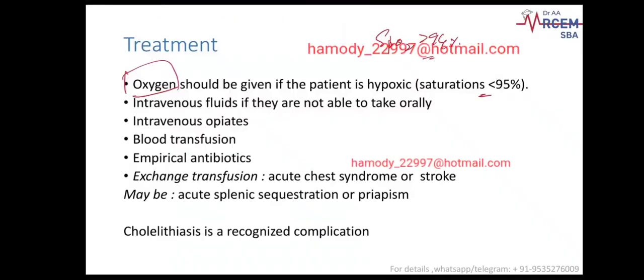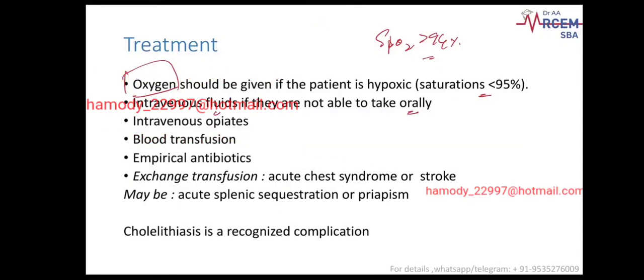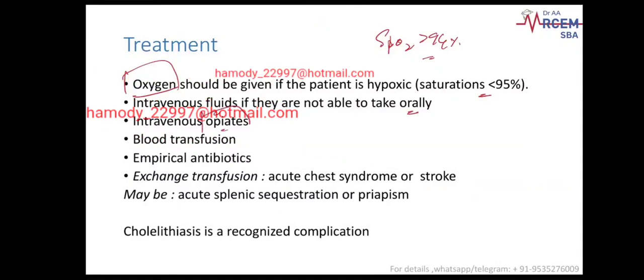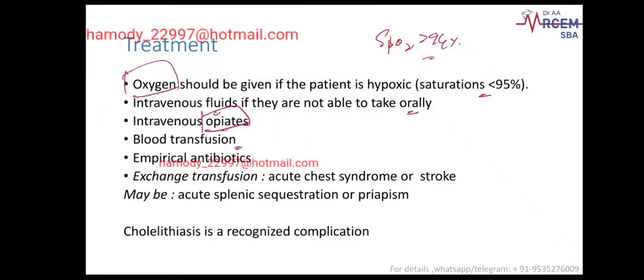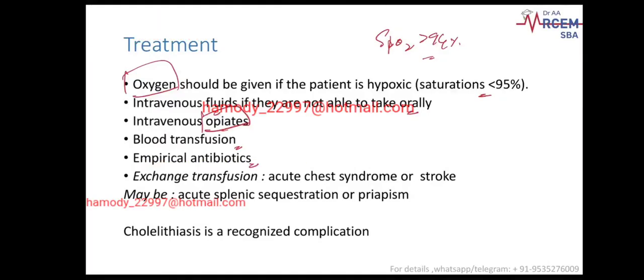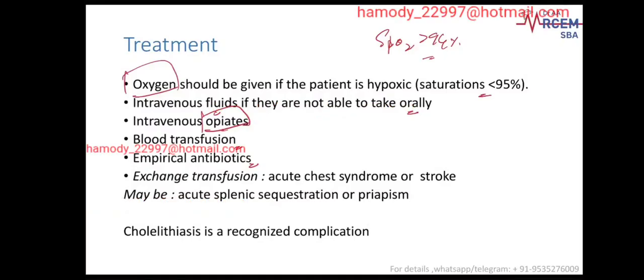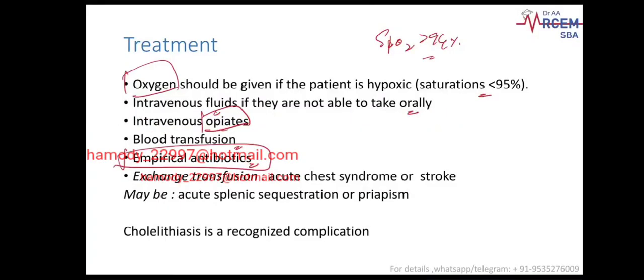If the patient is dehydrated and cannot take orally, then intravenous fluids might be required. As I told you, pain management is important. They'll be having severe pain, so opiates will be required. In certain conditions, the hemoglobin might have drastically fallen, like splenic sequestration syndrome, where blood transfusion will be required. These persons are predisposed to capsulated organism infections. So give empirical antibiotics to all the patients who present with a sickle cell crisis.